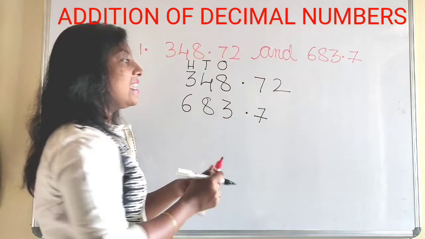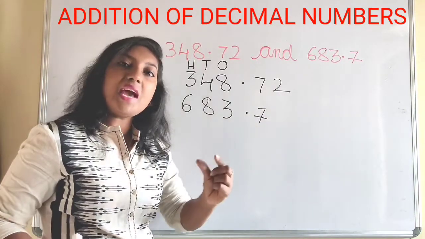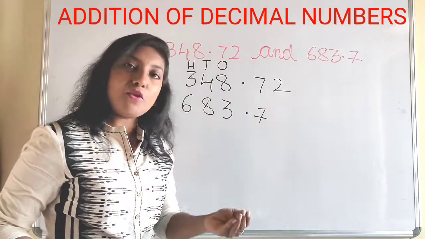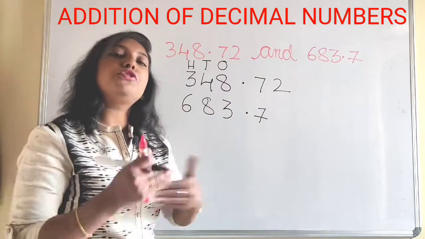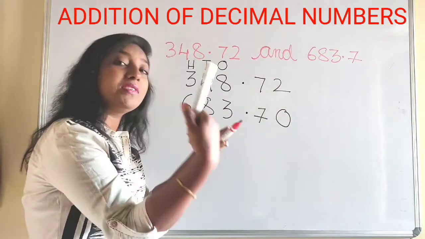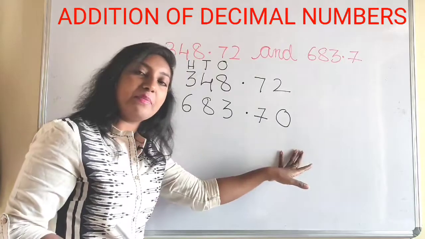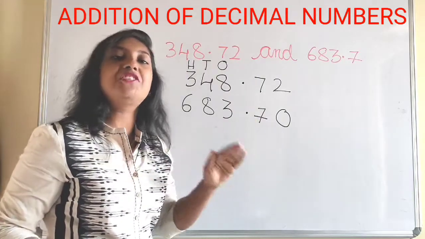0.7. As here we don't have a value, we can place 0 or we can leave it. And if you place 0, it will be easy for you to do your addition. So I am placing 0 here. As we have no digit after this number, we can place 0 because the value will not change.